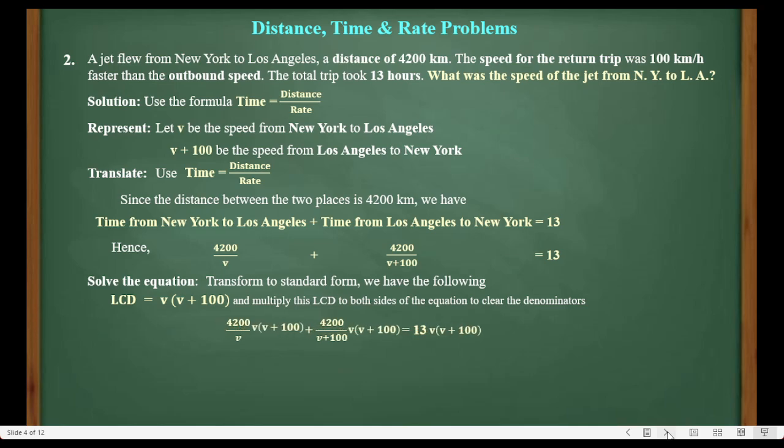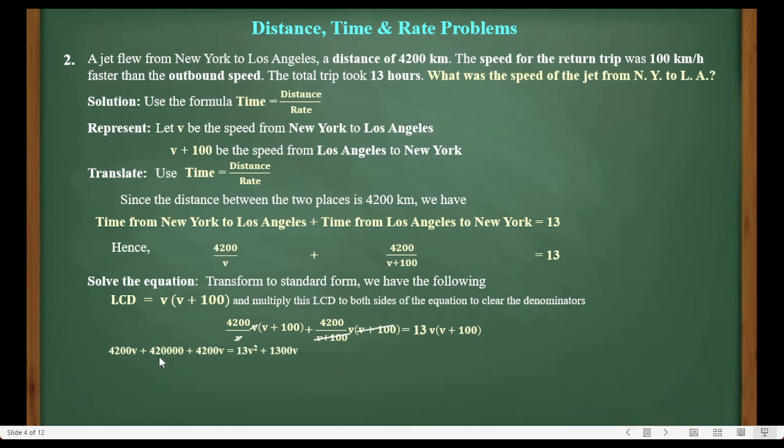And this is the result. Since each term is now being multiplied by the LCD, the equation will now be cleared of any denominator. So b will be cancelled as well as the quantity b plus 100. And what will remain from the equation is this.